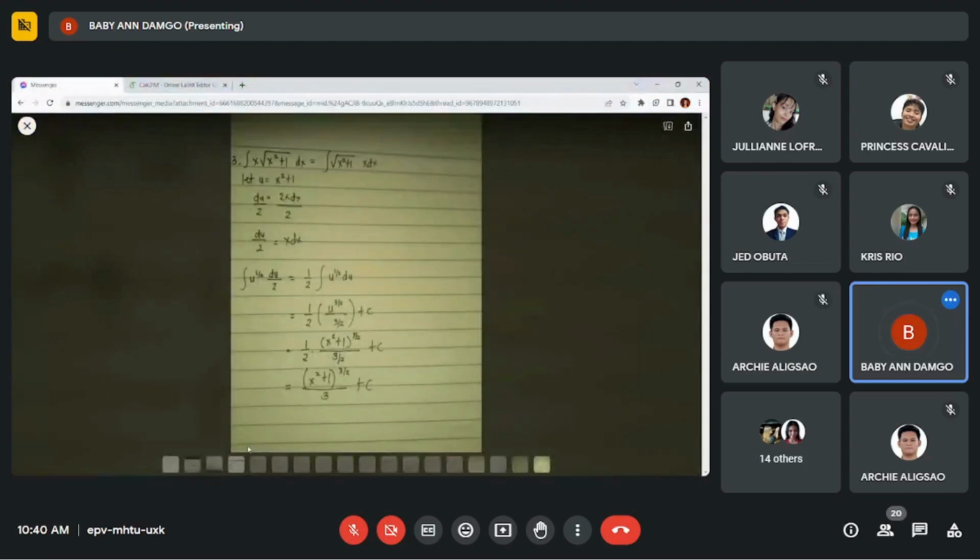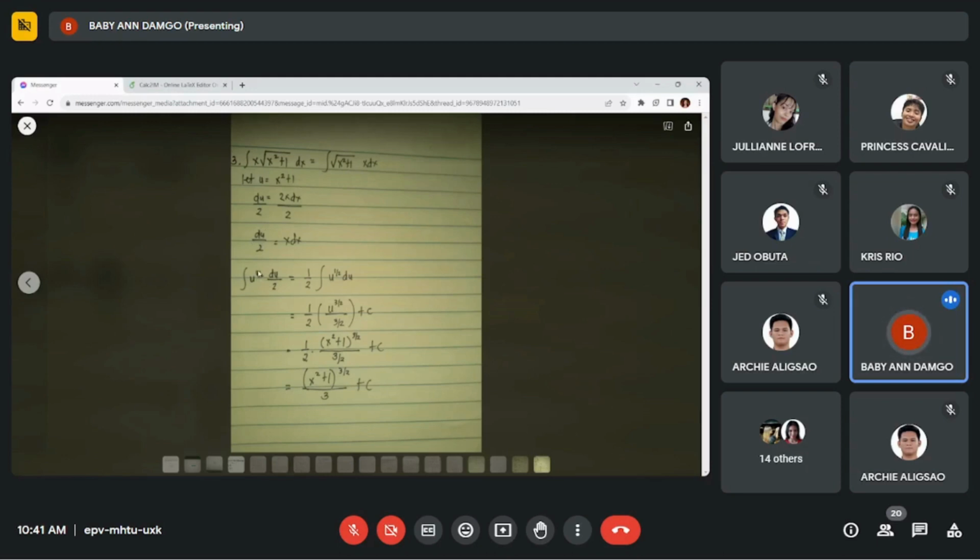Okay? So, for number 3, no? So, atong gi-let ang u equal to x squared plus 1. And then, so find the derivative, which is du is equal to 2x dx, and divide both sides by 2. Okay? Sa given, we have only x dx. Okay? So x dx is equal to du over 2. Okay, so nag-substitute na ta. X squared plus 1 is equal to u. So we have u to the power of 1 half.